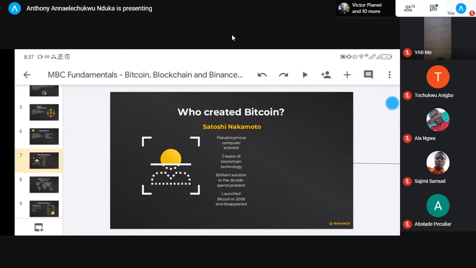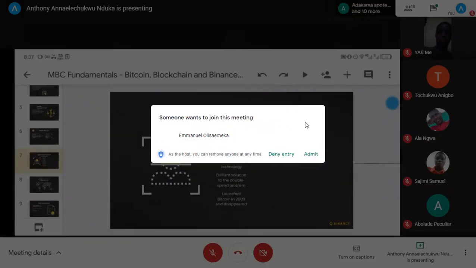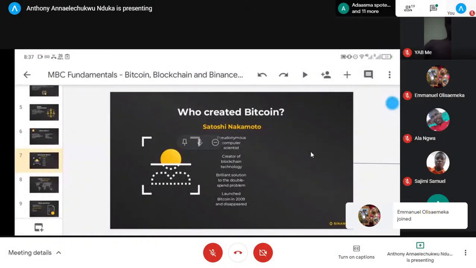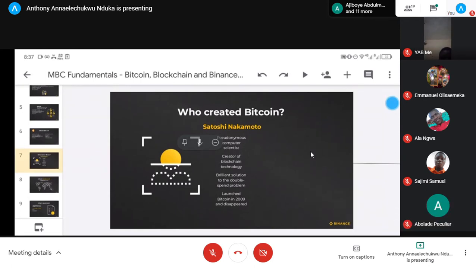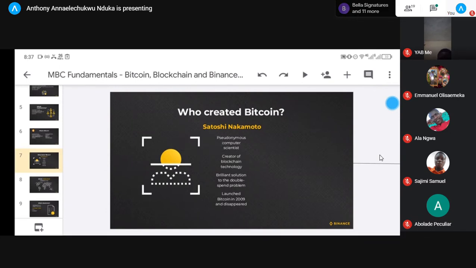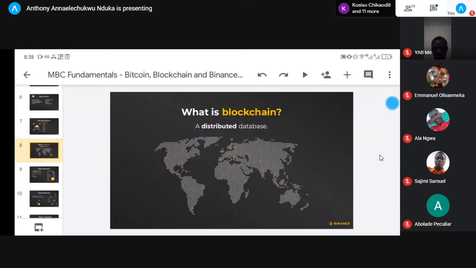But on the Bitcoin blockchain technology network, that is completely impossible, because Satoshi Nakamoto has created something which would really be difficult for people to double spend, because the moment I send it to you, I will find it difficult to have a copy of it. I will not even have a copy of it, if I may say so. So Bitcoin was actually launched in 2009, and after the launching of Bitcoin, Satoshi Nakamoto disappeared. Now we don't know if he is dead or alive. We don't know where he is, but the blockchain technology he introduced is still in existence as I speak to you. Now here we have what is blockchain.